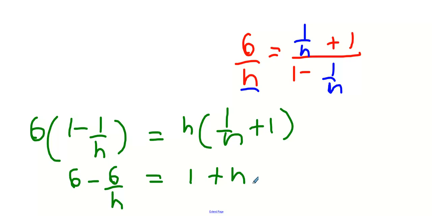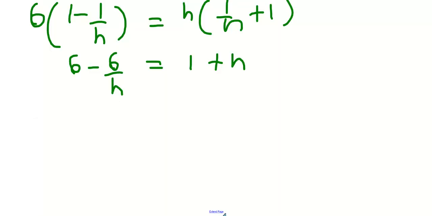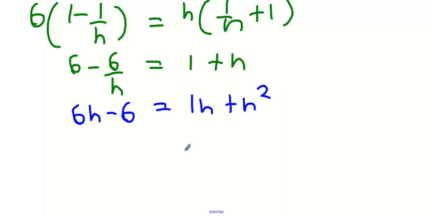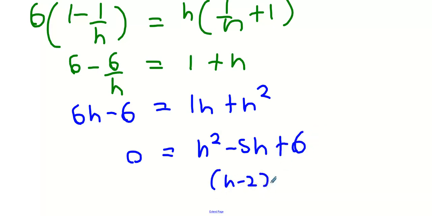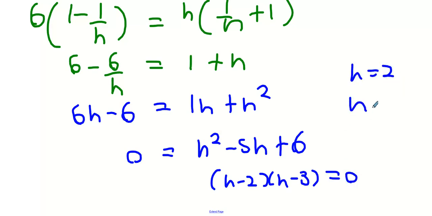This question wants two values of h, doesn't it? That implies a quadratic equation. So how am I going to get a quadratic equation out of this? Multiply both sides by h. Bring it all over one side. h squared, that's going to be a 0 there. 1h take 6h is 5h plus 6. Solve: h minus 2, h minus 3. h equals 2 and h equals 3.